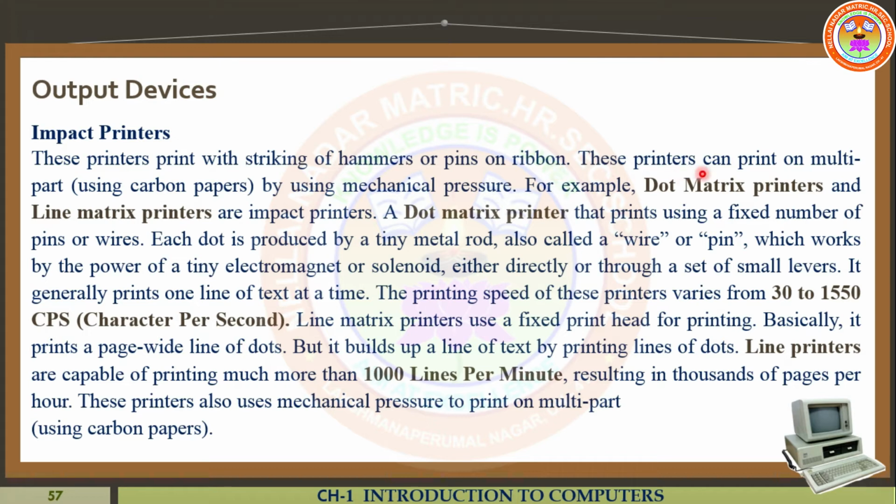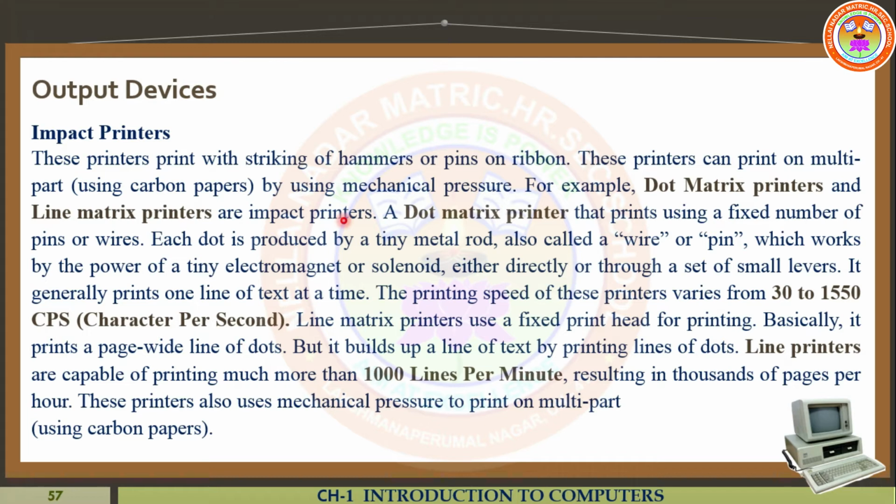These printers can print on multi-part paper using carbon papers by using mechanical pressure. So how is the information printed? By using which pressure? Mechanical pressure. For example, we have different types of printers like dot matrix printers and line matrix printers. What type of printers are these? Impact printers. So what are the examples of impact printers? The first one is dot matrix printers, then the second one is line matrix printers.